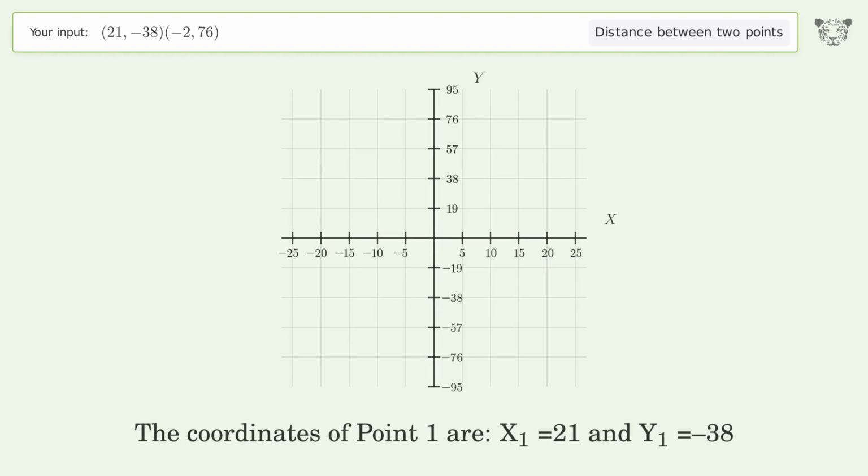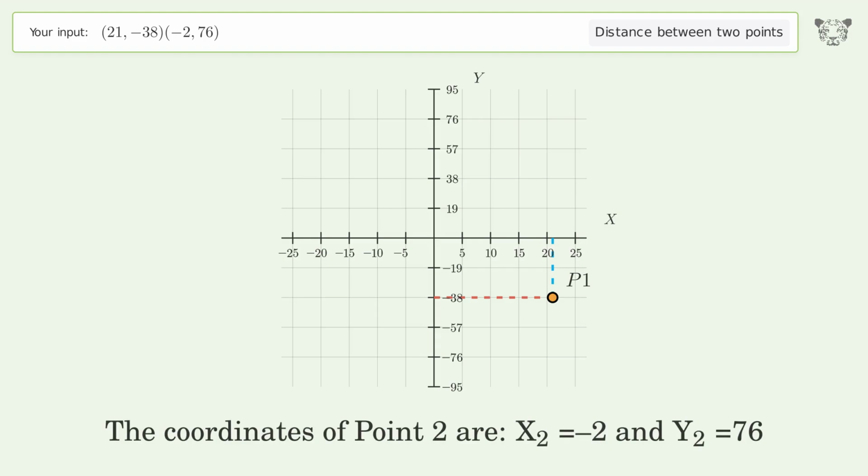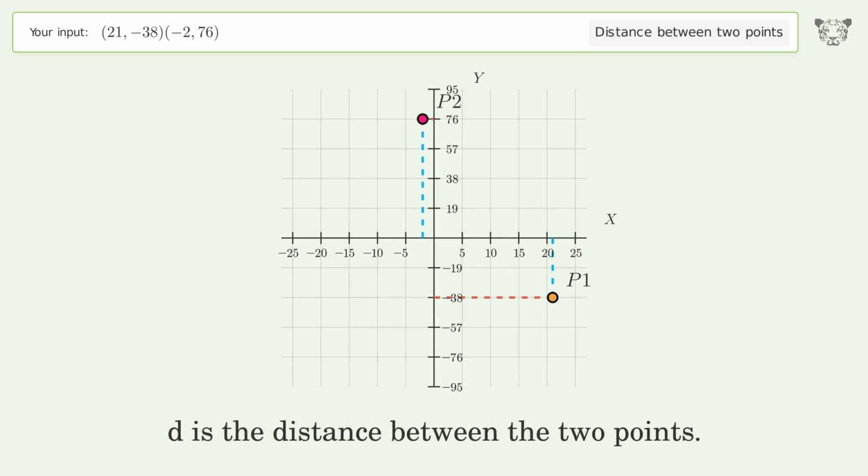The coordinates of point 1 are x1 equals 21 and y1 equals negative 38. The coordinates of point 2 are x2 equals negative 2 and y2 equals 76. D is the distance between the 2 points.